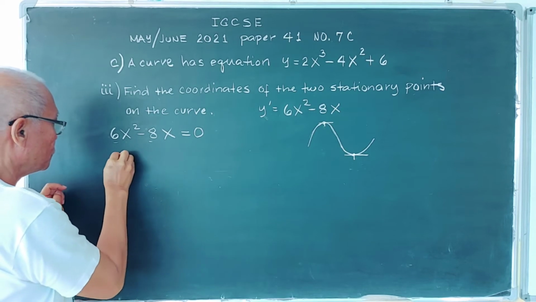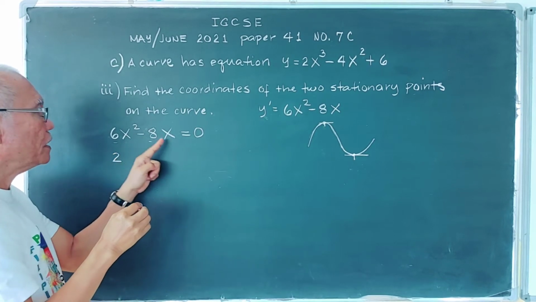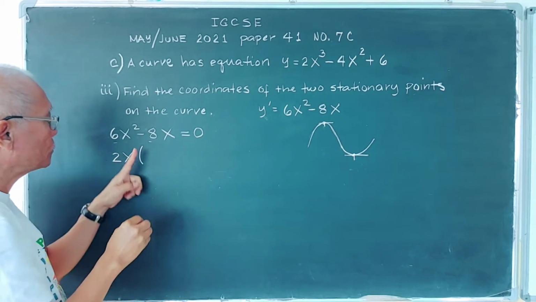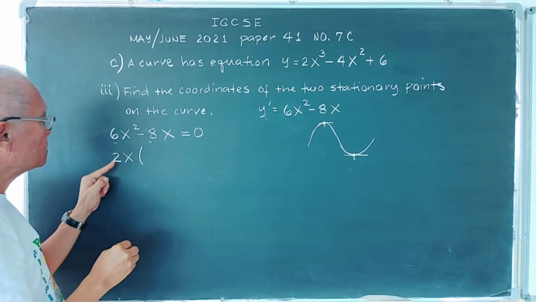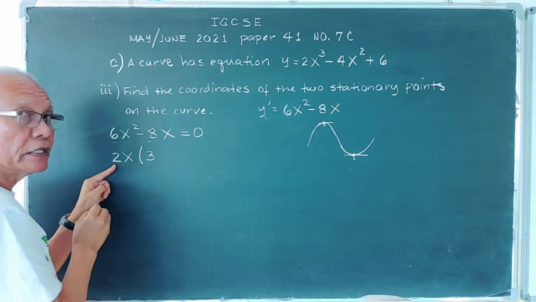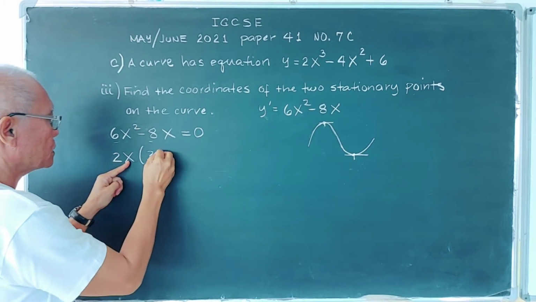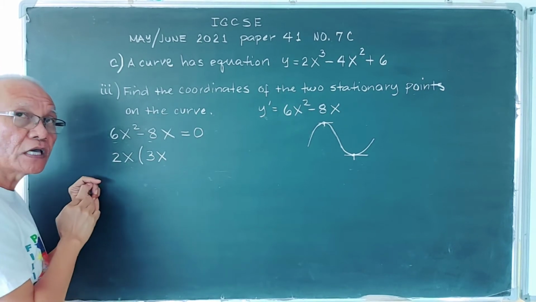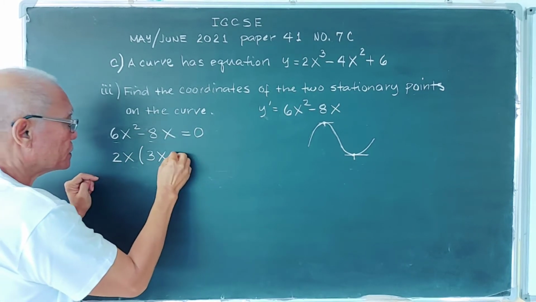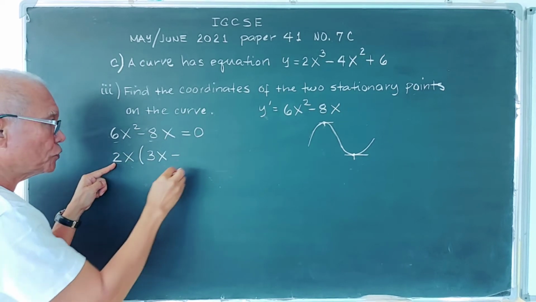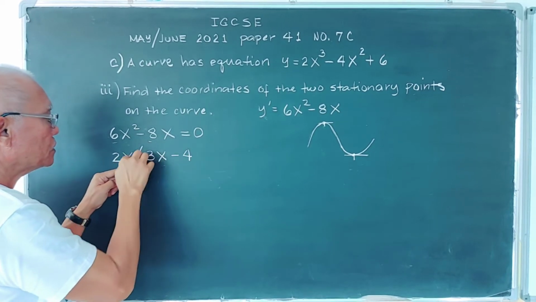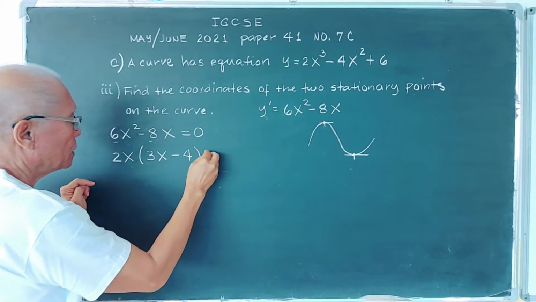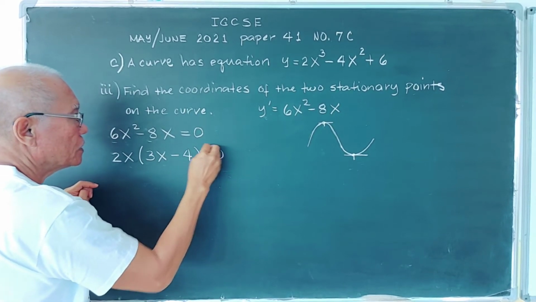We can remove 2. And then x squared and x, we can remove the x. So the common factor of this binomial is 2x. 6 divided by 2 is 3. X squared divided by x is x. Check: 2x times 3x is 6x squared. Minus 8 divided by 2 is 4. X divided by x is 1. Or simply cancel. And then we have this equal to 0.